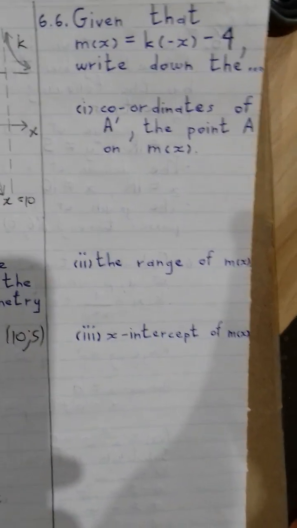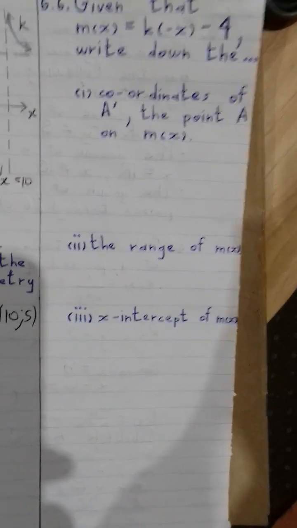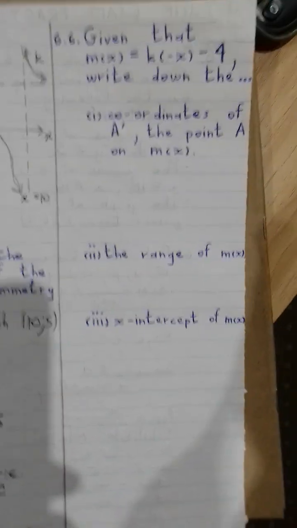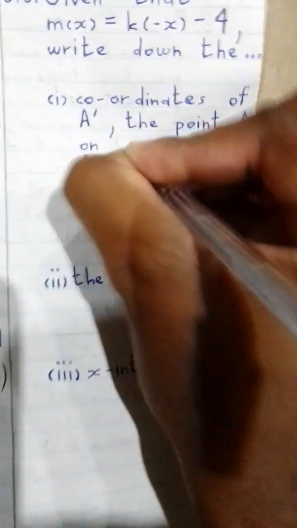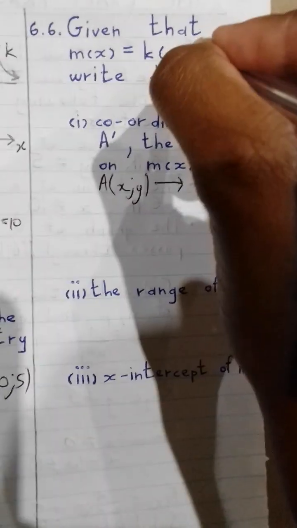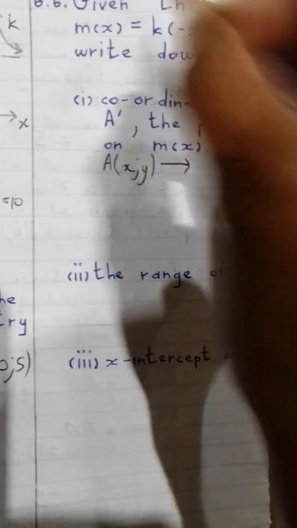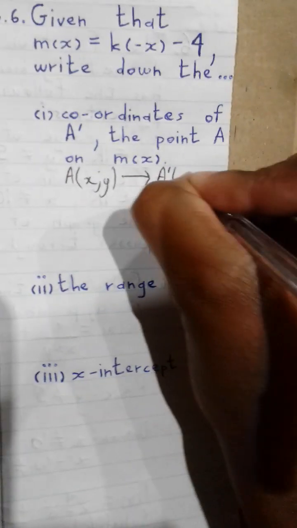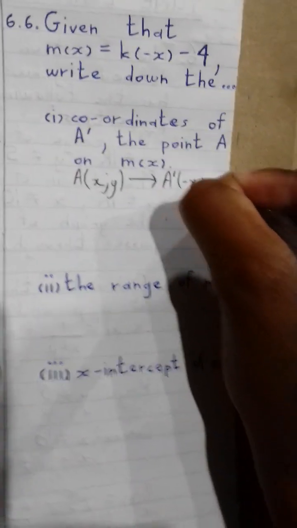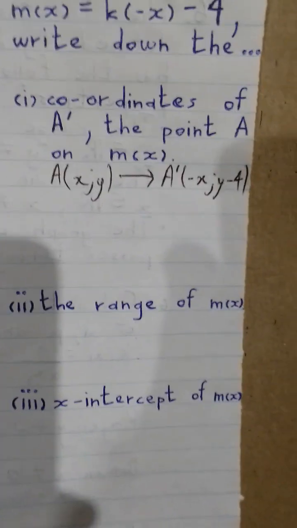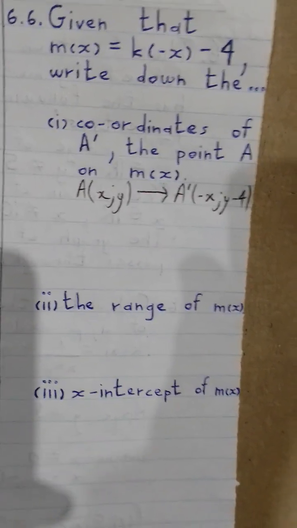But first, in order to get the coordinates of A prime, which is the point A on M of x, we need to understand the transformation that has taken place from A to A prime. So A, x and y becomes negative x, means that the coordinate changes sign from positive to negative. A prime, negative x, and then minus 4, y minus 4 means it's shifted down by 4 units. So basically, A has been reflected about the y-axis and then shifted down by 4 units.